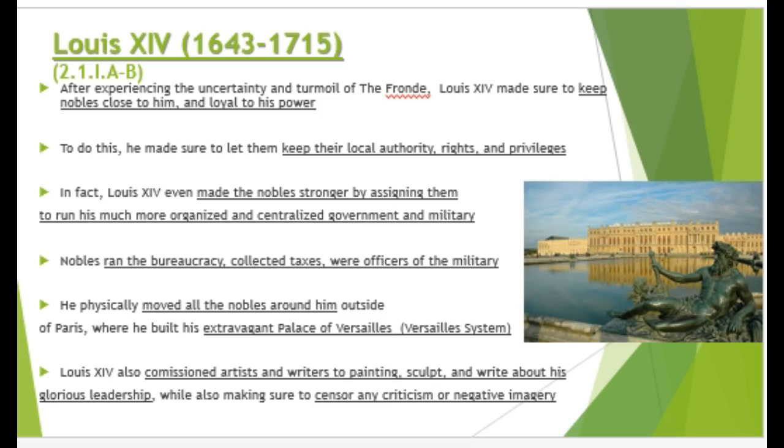Sorry for that interruption, little announcement from the office, but again, the nobles of the robe collected taxes. Some of the nobles of the sword were also military officers. So again, important to distinguish between the two.